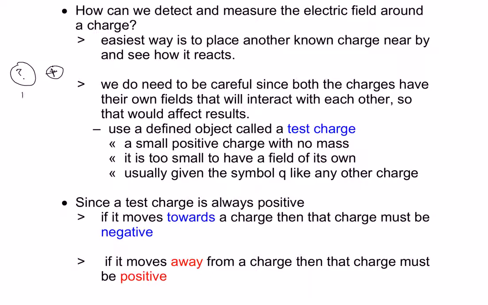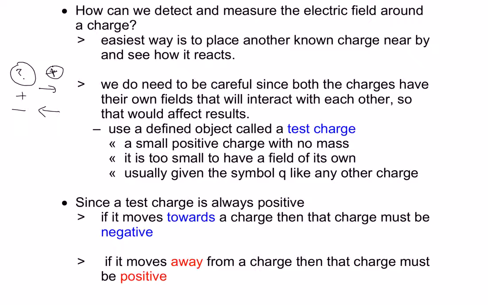Because if this was positive and our original is positive, then the force would be outwards. But if the original was negative, then our force would be towards it, right? They'd attract or repel. So that's how we're going to determine whether there is an electric field and what direction it would be. We do have to be careful, because if you have two charges, they're each going to have their own field and they'd interact with each other, and that might change things.